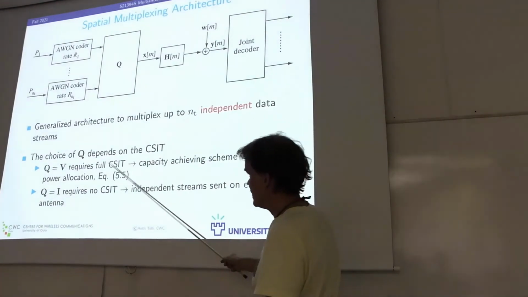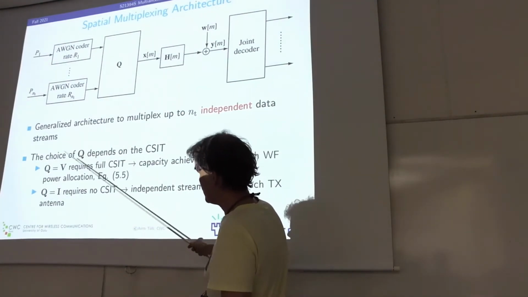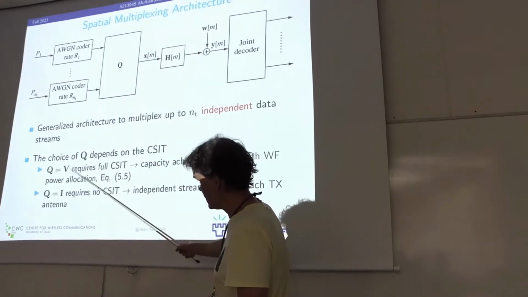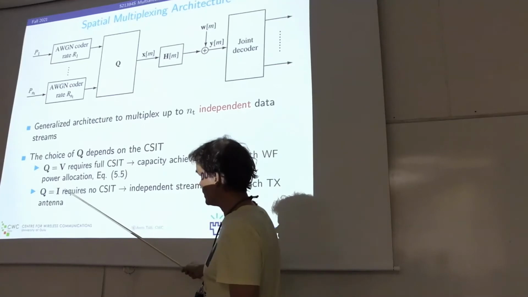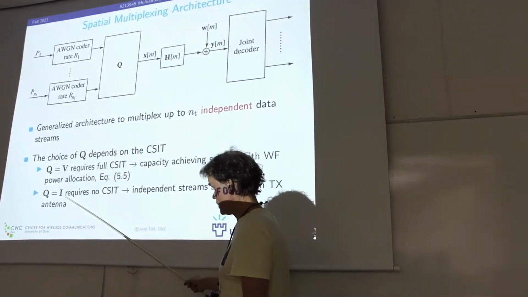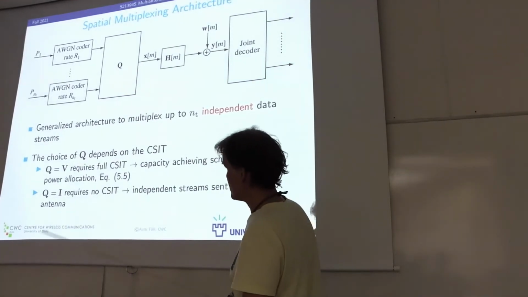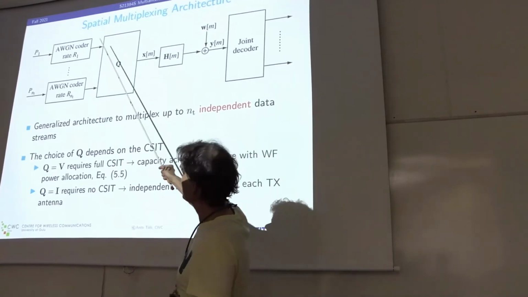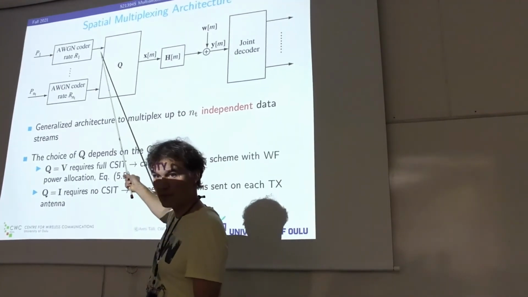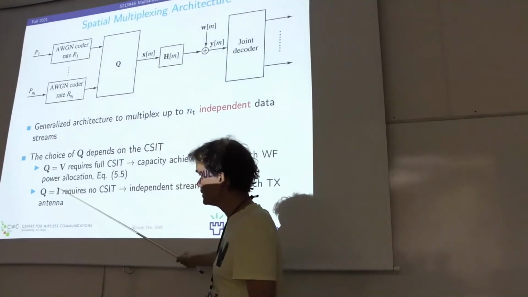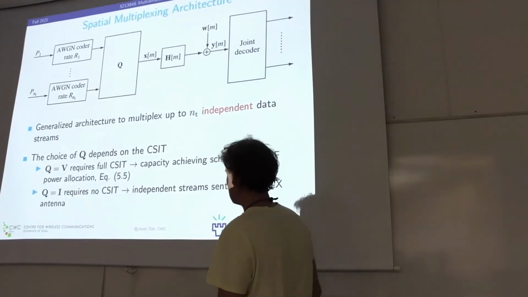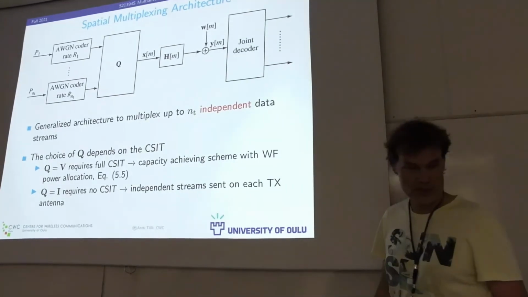Okay, but here we have these two extremes. We either know it perfectly, and then we use the right singular vectors for transmission, or we don't know it at all. In this case, the best strategy is to assign independent streams to each transmit antenna, with no precoding. The precoder is the identity matrix. So these are the two extremes that we consider.